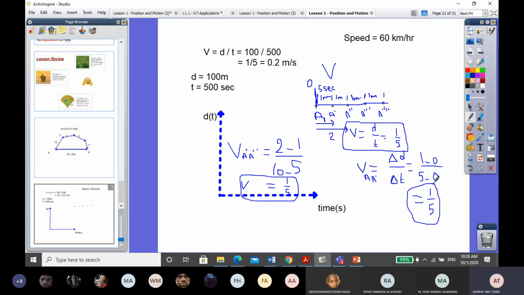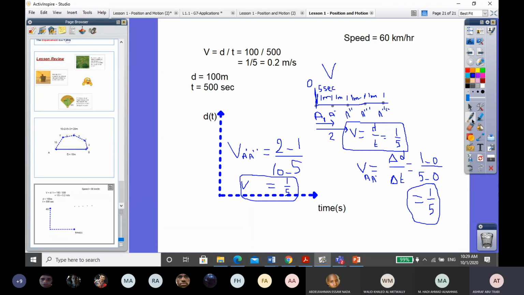So who can tell me what is the type of motion here? Uniform or accelerating? It's uniform. Excellent. When we have a constant speed in all cases, constant speed without changing, if you get all these values, you will get 1/5. Try it, guys. Now if we change the speed and the distance, I will give you an example.